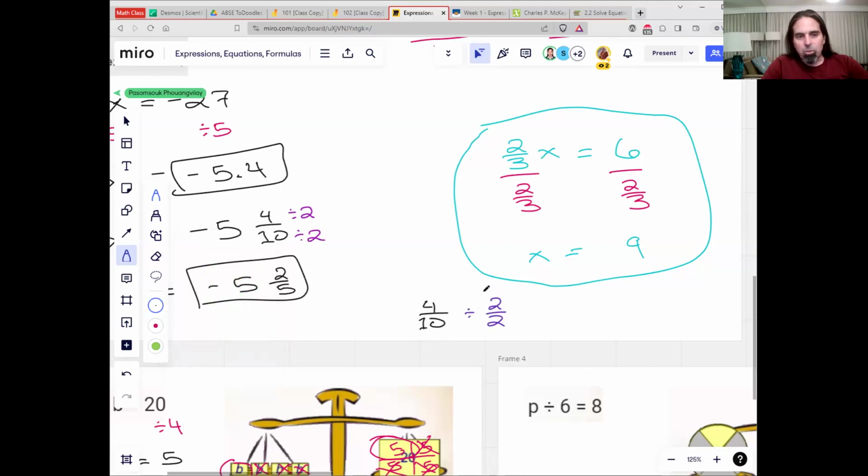And 2/2 is just another way of saying 1. So I'm just doing a times 1 or divided by 1, and that doesn't change anything. So ignore that tangent for now. So that's one of my toolbox items.